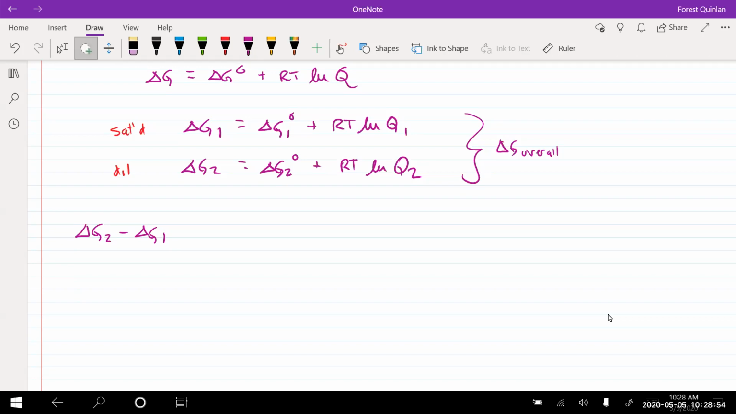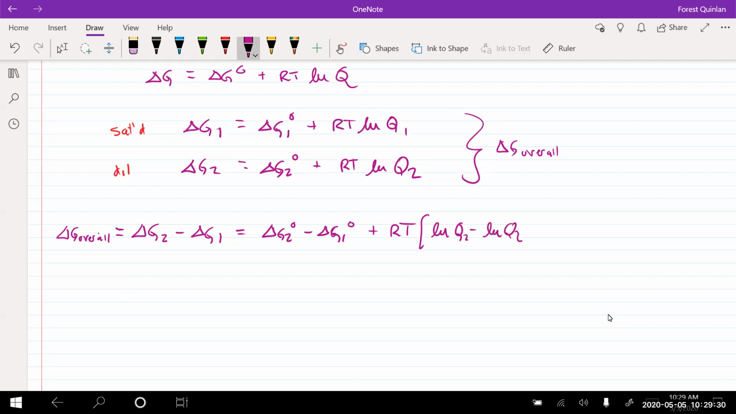So let me just move those guys over. So delta G overall is equal to delta G2 minus delta G1. And that's going to be delta G2 naught minus delta G1 naught plus RT times the natural log of Q2 minus the natural log of Q1.